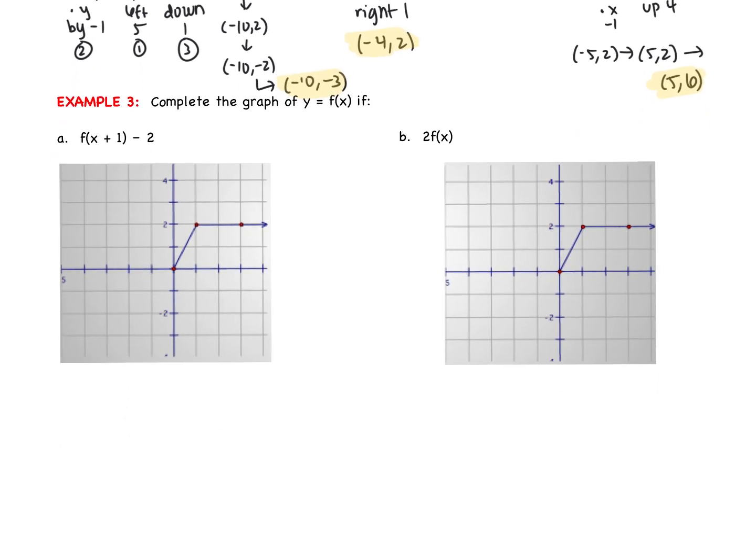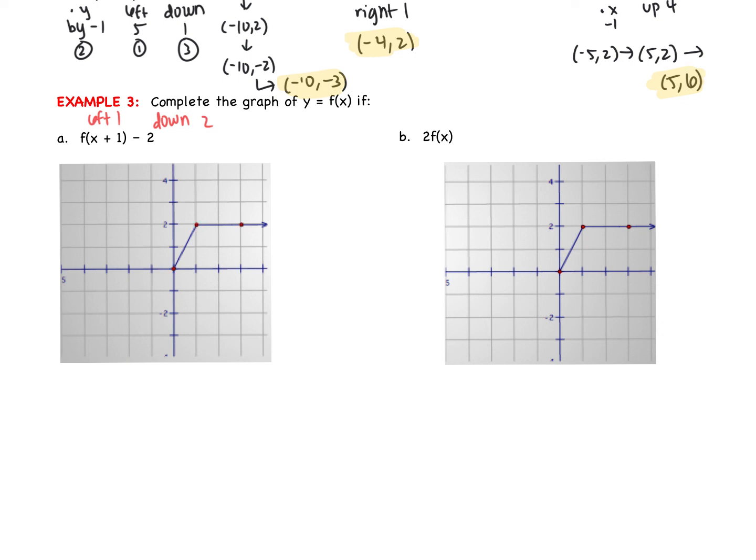Okay, last 2. Instead of moving a point, this time you are moving an entire graph. So looking at part A, what's happening here? What do we have to do? Okay, so we're going to do left 1, down 2. Which one's going to happen first? Left. Okay, you see all these important points? Choose the important points and move those.